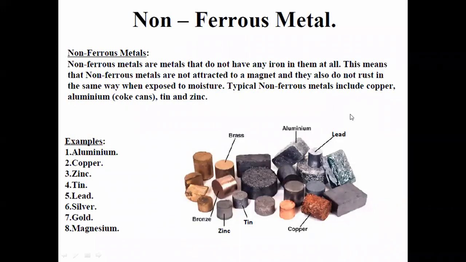Okay, so we come to non-ferrous metals. These are metals that do not have any iron in them at all. They are not attracted to a magnet and they do not rust in the same way when exposed to moisture. Typical non-ferrous metals include copper, aluminium, tin, and zinc.